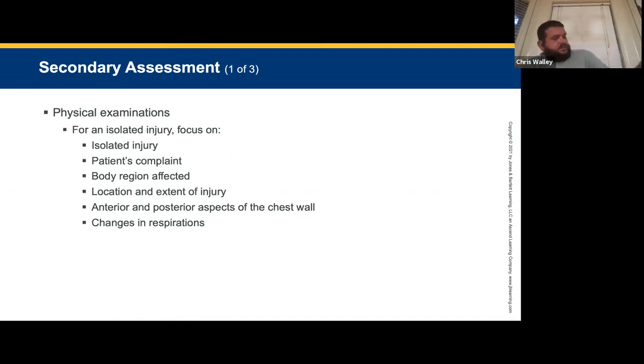Sorry, y'all, my deer cameras are going off. We have deer.